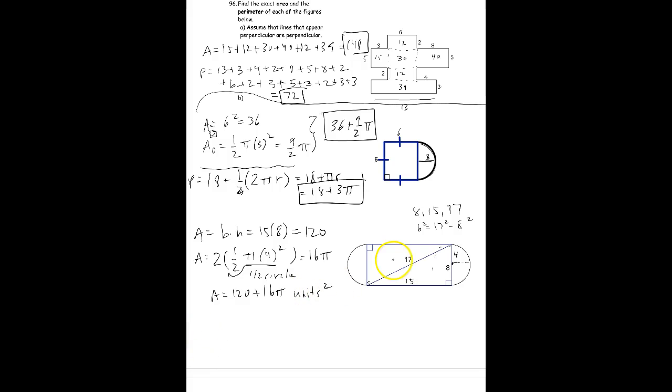Then the perimeter, well, for the rectangle part, this part is going to be part of the perimeter, this part is going to be part of the perimeter, so it's just going to be 15 plus 15, so it's going to be 30, plus we have 1/2 circumference of a circle plus another half of a circumference of a circle.